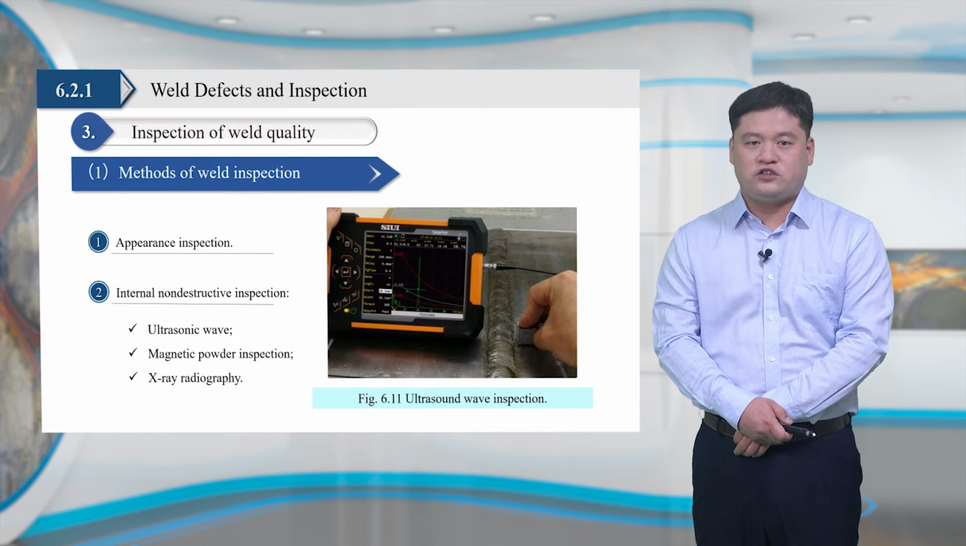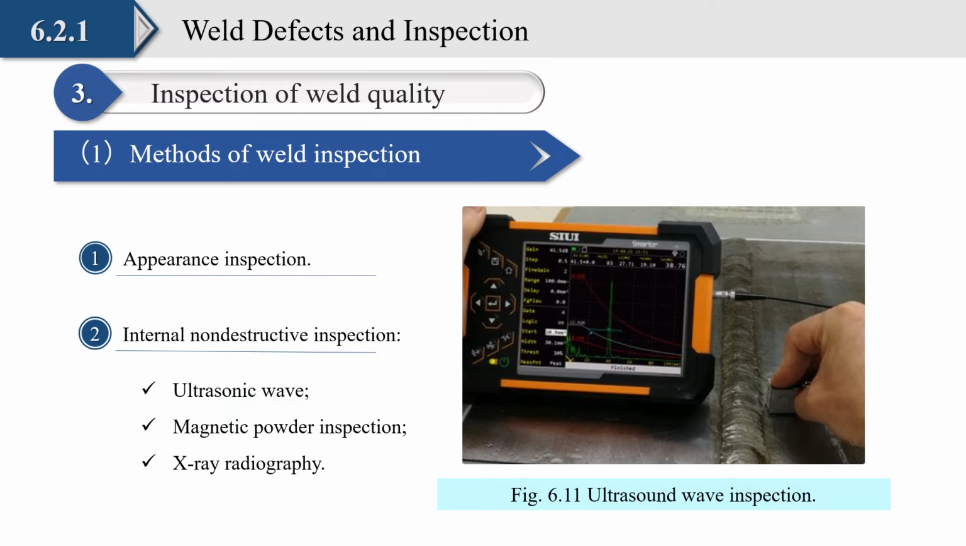Weld quality inspection generally includes appearance inspection and internal non-destructive inspection. Ultrasonic inspection is a widely used internal non-destructive inspection, which is flexible, economical, sensitive to internal defects, but difficult to identify the nature of defects. In addition, X-ray radiography can be used, but it is not as widely used as ultrasonic inspection.